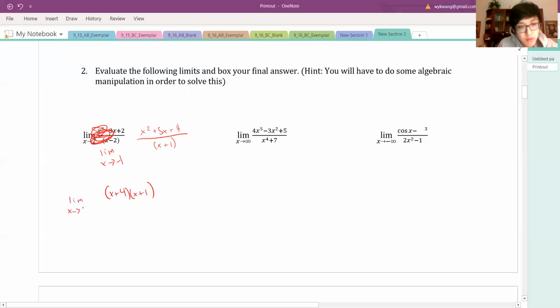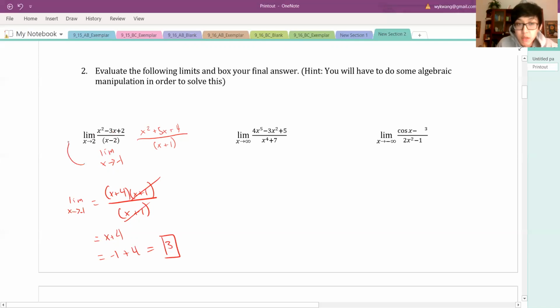The limit is as x approaches -1. Now in the denominator, we're also going to have x plus 1, right? And then look, oh cool, x plus 1 can cancel. So now we have x plus 4, and then we're just going to plug in -1. So -1 plus 4 equals 3. So that is our answer for this one.